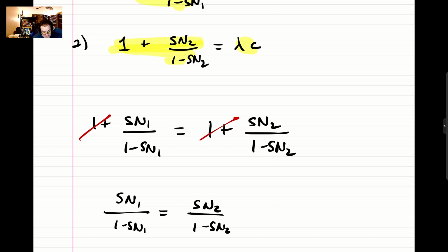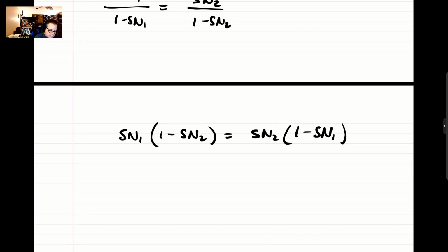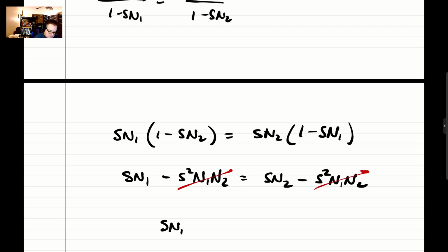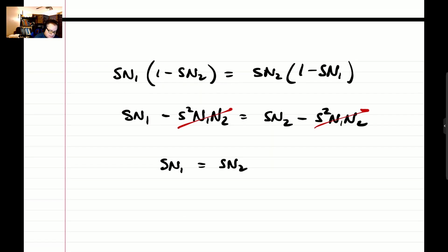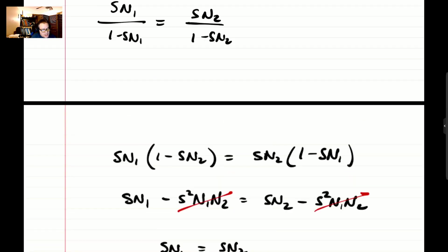Let's cross multiply. So Sn1 (1 - Sn2) would equal Sn2 (1 - Sn1). So Sn1 minus S squared n1 n2 equals Sn2 minus S squared n1 n2. We'll cancel these terms from both sides. So Sn1 is Sn2, so n1 would have to equal n2 if all of these equations in this system are true.